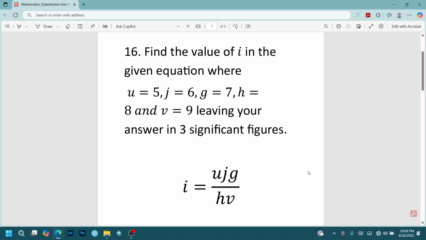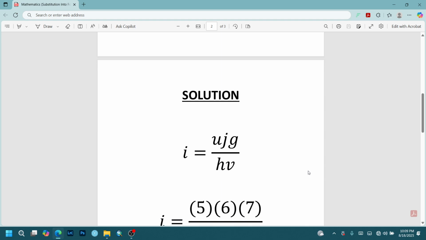So the question is asking us to find the value of I in the given equation where U equals 5, J equals 6, J equals 7, and H equals 8, and V equals 9, leaving your answer in three significant figures. So our given equation is I equals the fraction U multiplying J over H multiplying V, right? So let's quickly solve this.